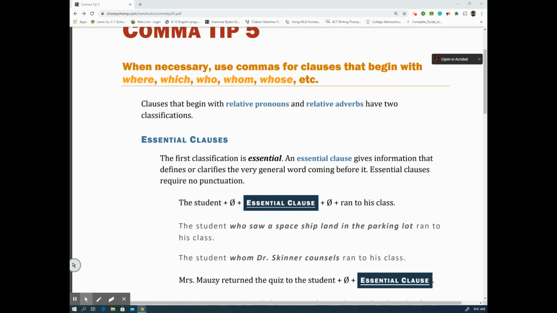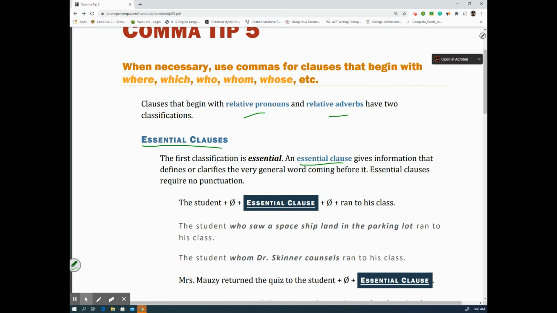Okay, so obviously right here, we've got live links to relative pronouns and relative adverbs if you want to see examples of those. It's not really important for this. The important thing here is we need to understand the difference between an essential clause and a non-essential clause. Okay, so first what we're talking about here is essential. If you click on this link, it'll give you a definition, but essentially it gives information that defines or clarifies the very general word coming before it.